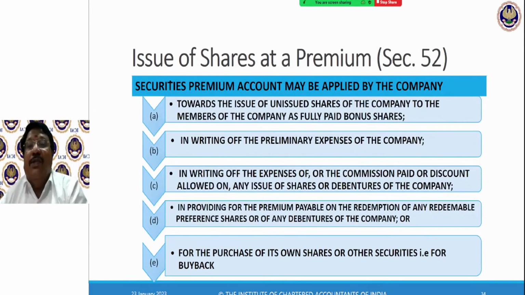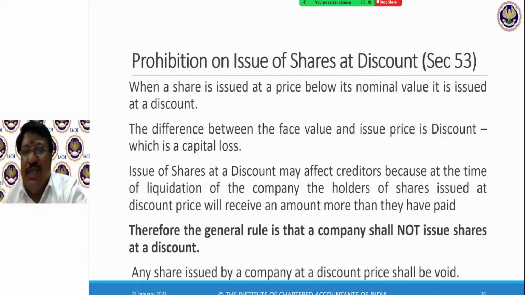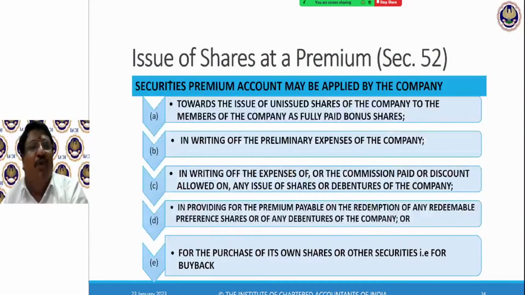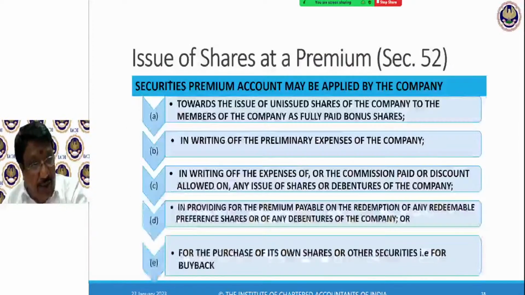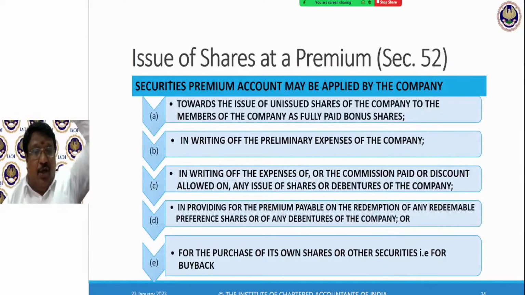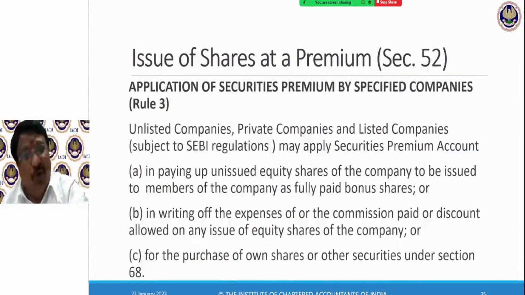But you can issue debentures at a discount. And you may pay commission on both shares or debentures. That's why the words used here are commission paid or discount allowed on any issue of shares or debentures. So, hope you are now clear. A company cannot issue shares at a discount. That's why at this time itself I was very carefully telling you shares cannot be issued at a discount. I know you will ask the question.